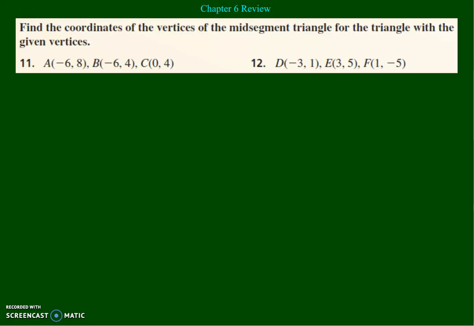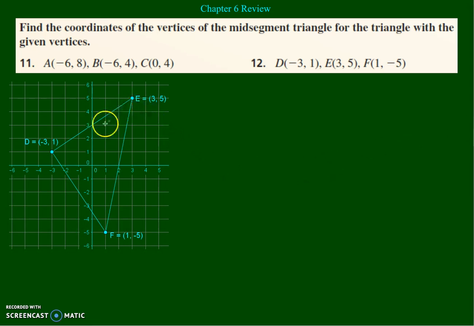This is a continuation of the Chapter 6 review with problem 12. Here we have another triangle that we're going to find the vertices of the mid-segment triangle for. So let's go ahead and bring up that triangle. Unfortunately, we were not gifted with easy lines, so we're going to have to find the midpoints of all these segments in order to draw in the mid-segments. So we're getting a lot of practice in finding midpoints.